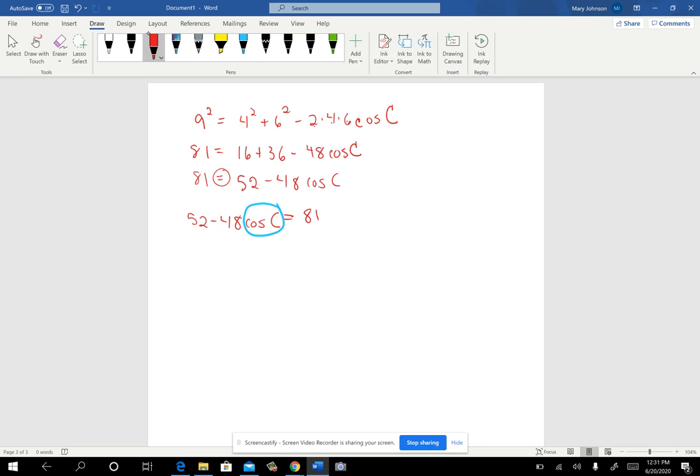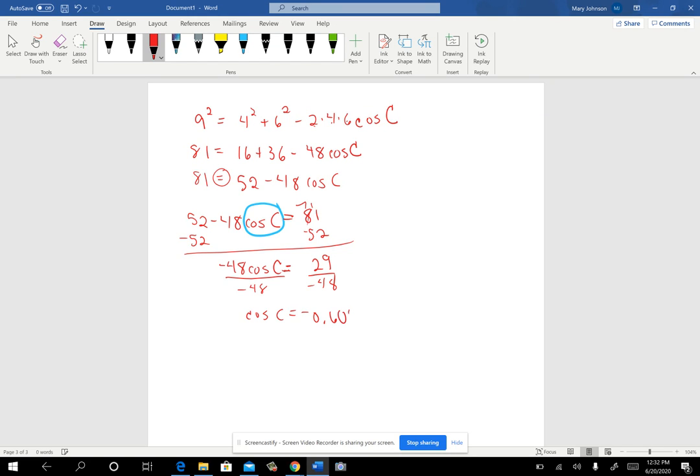So work on isolating cosine C first. Okay, so you've got several things to do. Let's take away 52. When I do that, I'm left with negative 48 cosine C equals 29. Now I'm going to divide by the negative 48 on both sides. And so I'm going to get cosine C is 29 divided by 48, and it'll be negative. I just don't like to type in the negative.